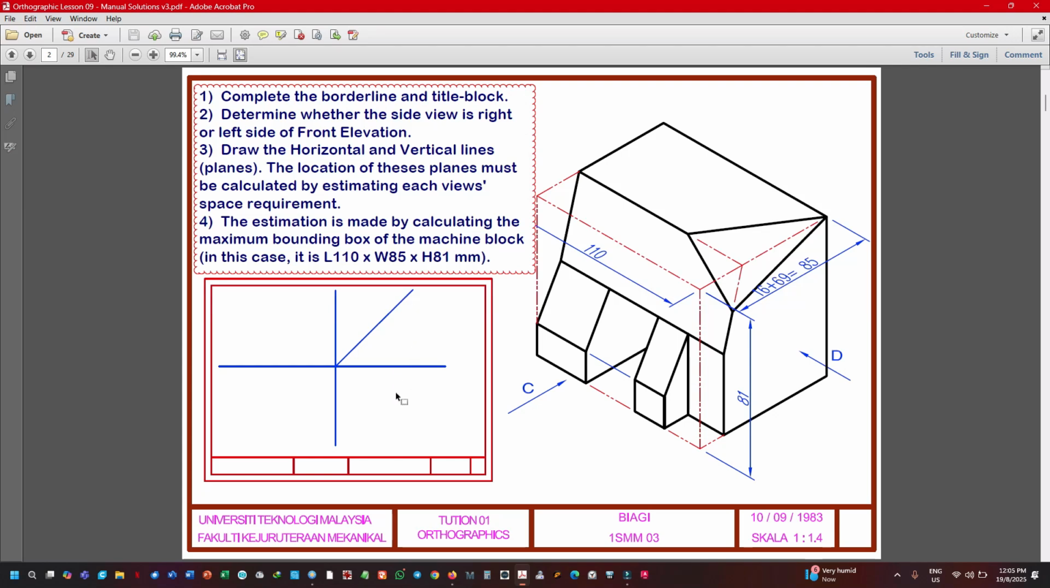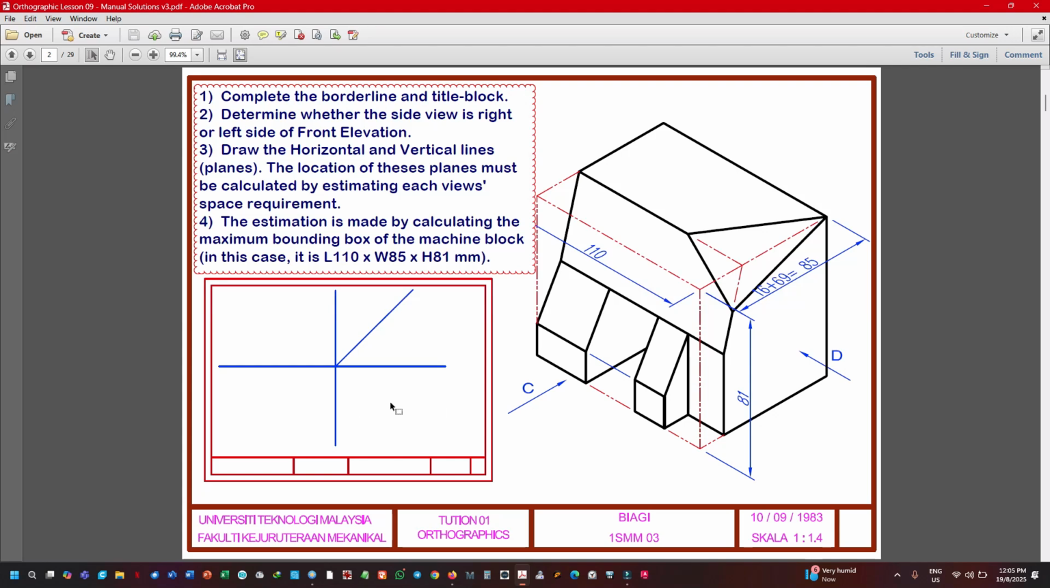Now what you have to do is to determine whether the side view is right or left of the front elevation. If I were to divide the drawing paper into 4 like this, the plan will always be at the top, so your front view will always be here or here. Your side view will be the alternate one. From here, you can see that D, which is the side view, is on the right. And by virtue of third angle projection, what you see from the right, you draw on the right. So the side view here will be on the right.